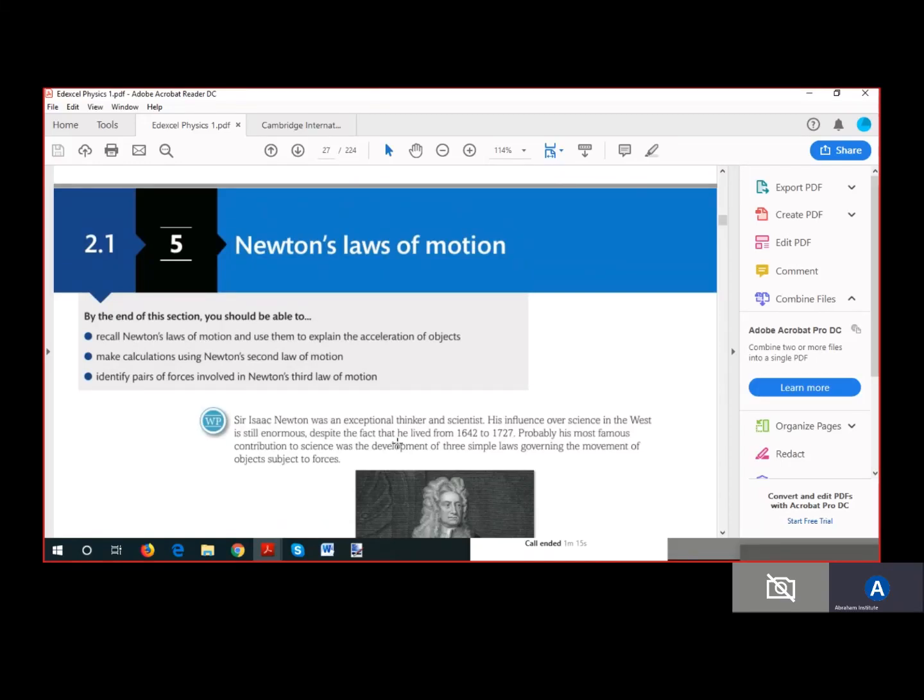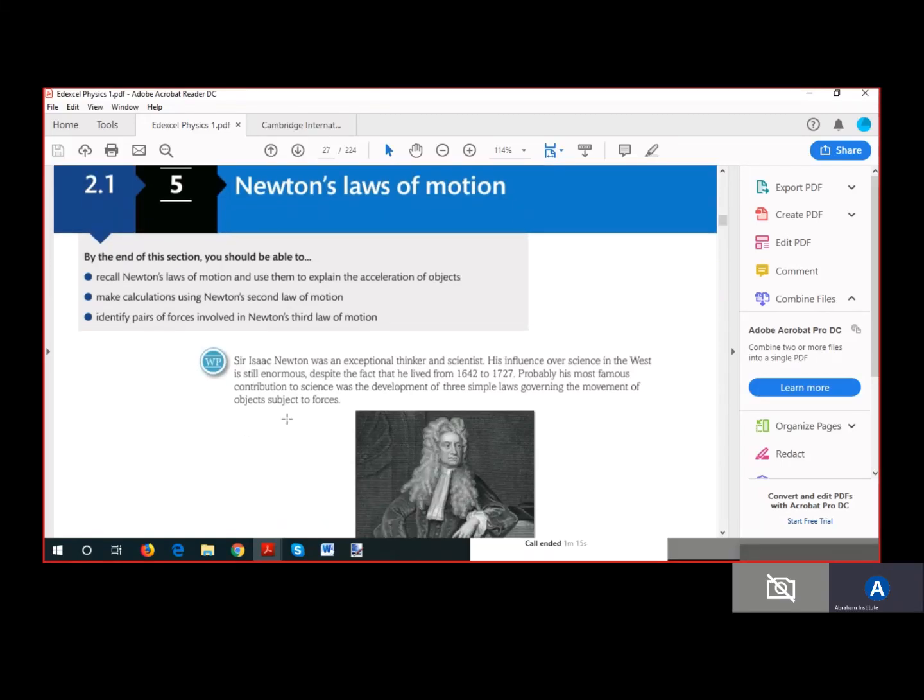Newton's laws of motion. By the end of this section, you should be able to recall Newton's laws of motion and use them to explain the acceleration of objects. These are the objectives of this chapter.